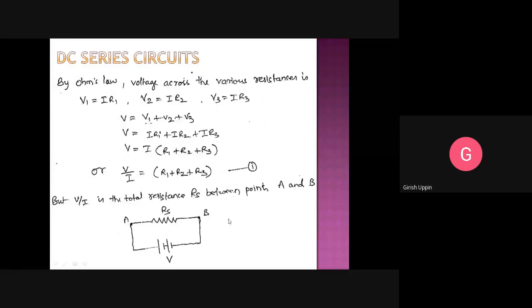Here, the voltage across R2, the current flowing is the same, I into R2. V2 is equal to I into R2. Similarly, voltage across resistor R3, the current flowing is the same I. V3 is equal to I into R3. So those are the voltage drops across each of the resistors. By Ohm's law, V1 is equal to I into R1, V2 is equal to I into R2, V3 is equal to I into R3.